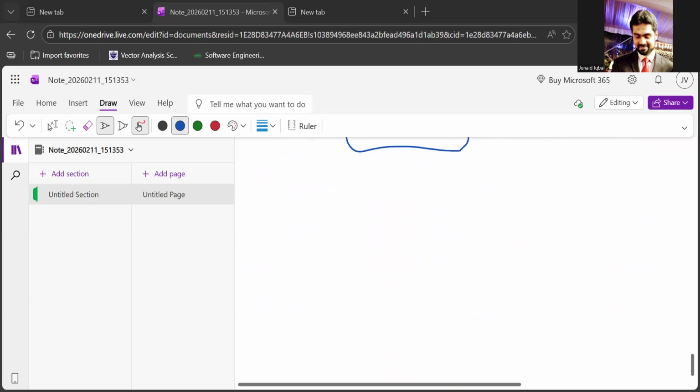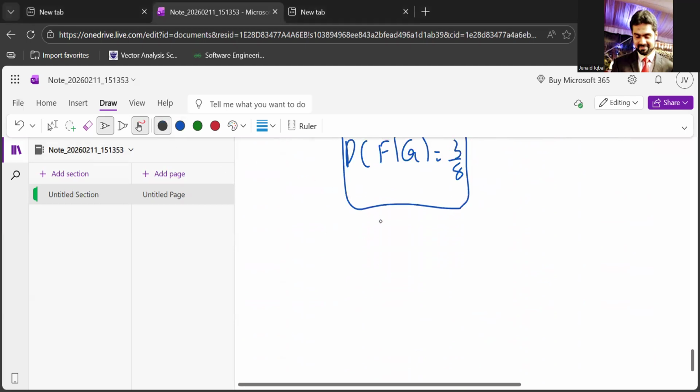Okay, another topic which I want to discuss, since it's a demo lecture, so I'm going to discuss all the topics very briefly. Tree diagram. Tree diagram is a very interesting topic and it is for both independent and dependent events basically. So let's just do this. Let me just paste a question for you.